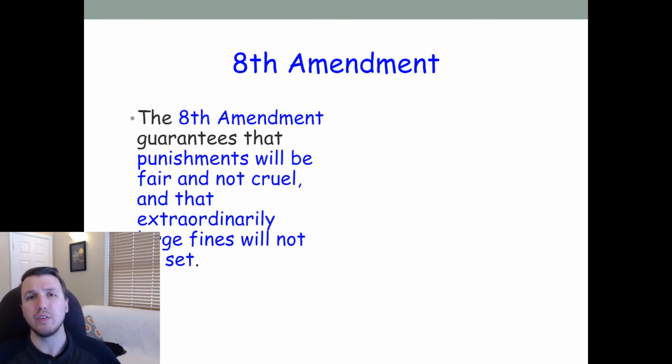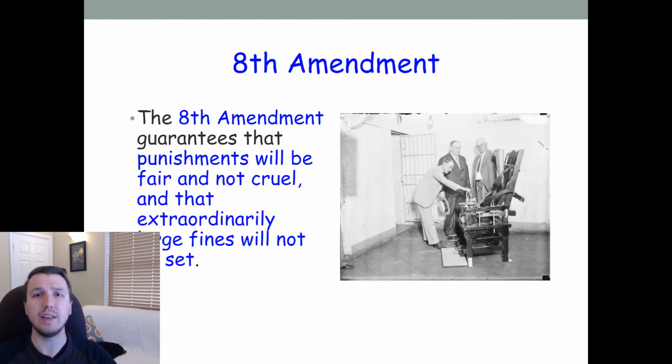The Eighth Amendment, you've probably heard of this one as well. This is guaranteeing that we do not have cruel and unusual punishment, and that the fines will not be extraordinarily large. Let's say if you were caught jaywalking, you're not going to be put in jail for 25 years. You're not going to be fined $2 million. It's pretty much a stipulation of the punishment that fits the crime.